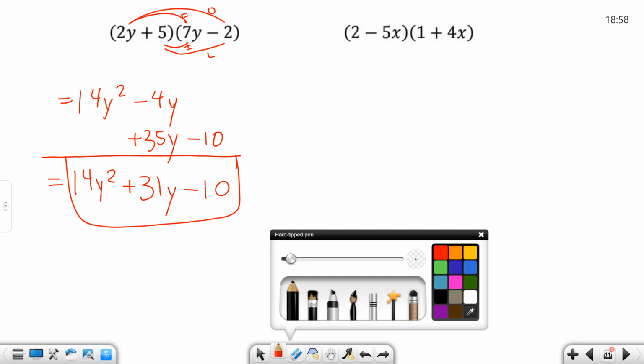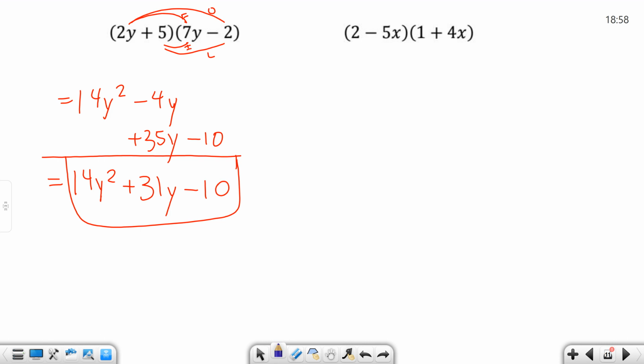So then we have this one. This one's built the same, but it looks kind of funny because the x's aren't first. So 2 times 1 is what? 2. And then that's first. Here's outer. 2 times plus 4x is plus 8x. Then we have this one, which is inner. That's going to be what? Minus 5x. And if it's not normal with the y's first and the number, the x first number, I may just write it out horizontal. But you can still do vertical. It still should line up if things match.